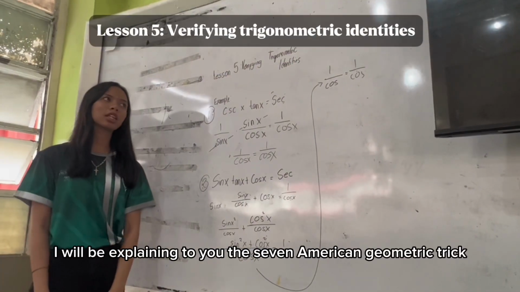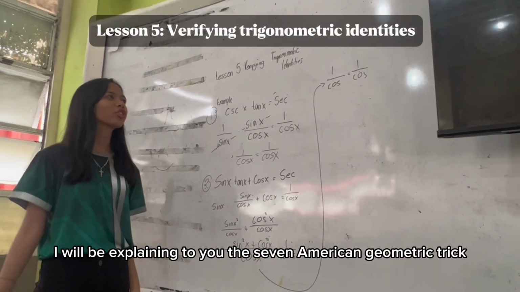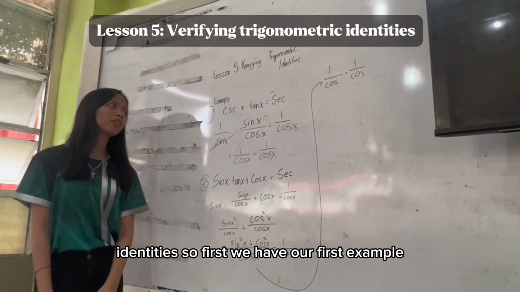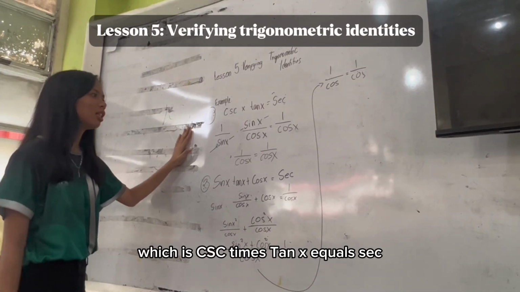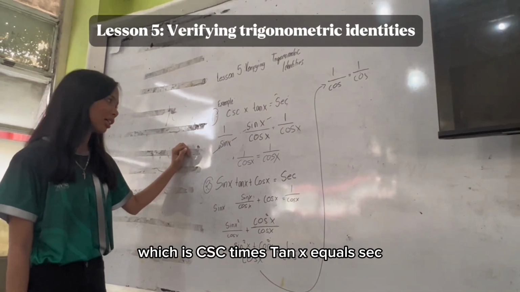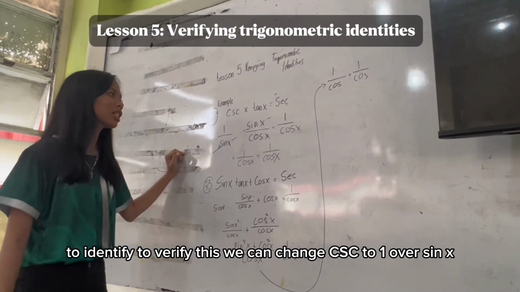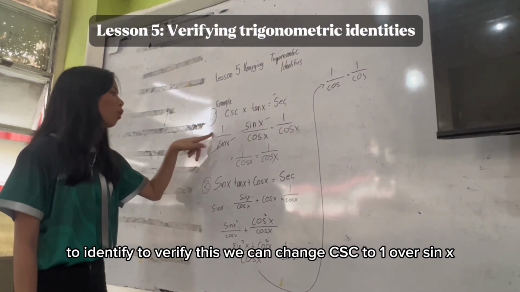Hello everyone, today I will be explaining to you lesson 5, verifying trigonometric identities. So first, in our first example, which is csc x tan x equals sec x. To verify this, we can change csc x to 1 over sin x.